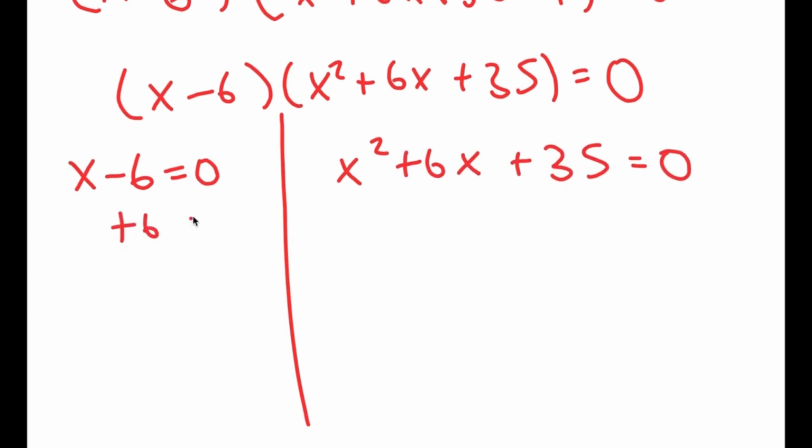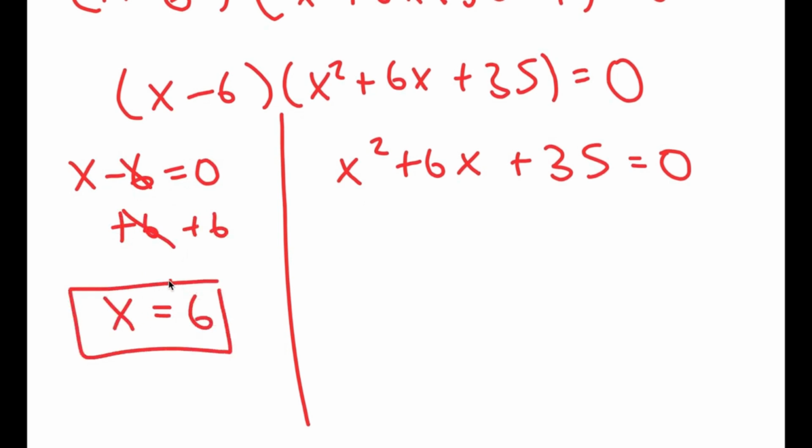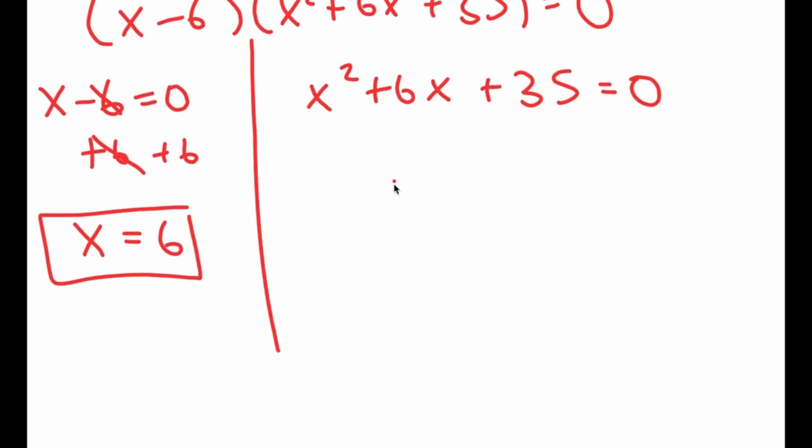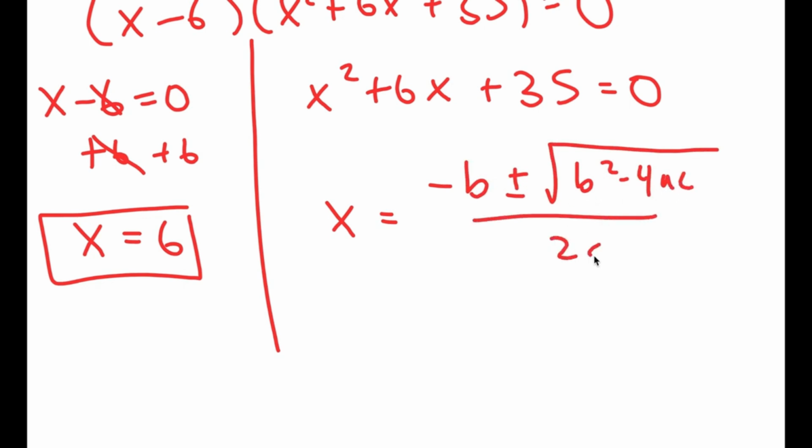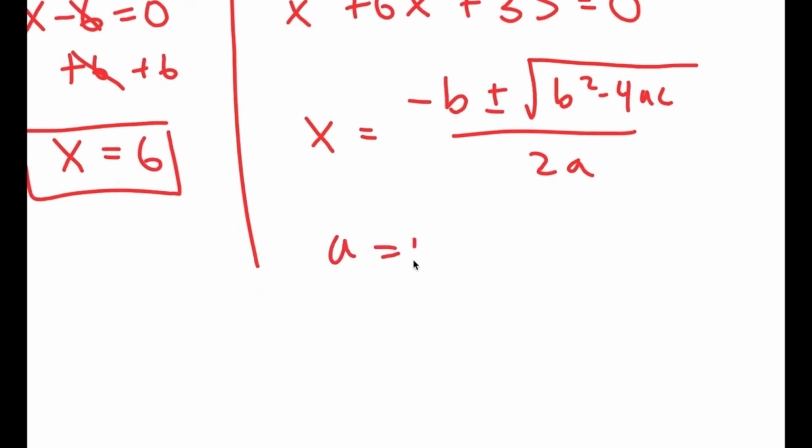So x minus 6 equals 0. For this, I can add 6 on both sides, so I get x is equal to 6. And this is one solution of x. Now for x squared plus 6x plus 35 equals 0. To solve this, I can use the quadratic formula, which is negative b plus or minus the square root of b squared minus 4ac all over 2a. So in this case, a is 1, b is 6, and c is 35.